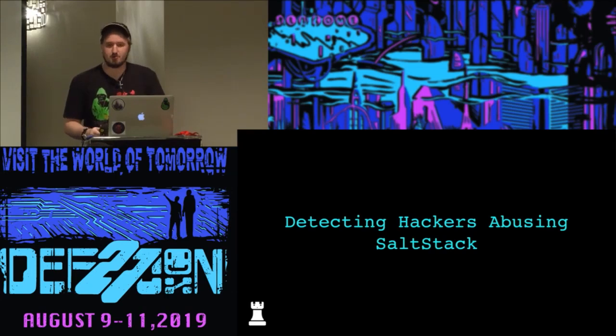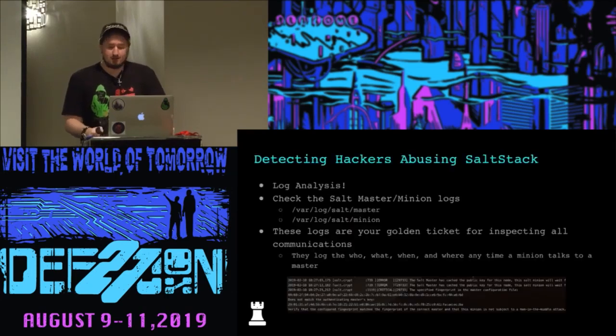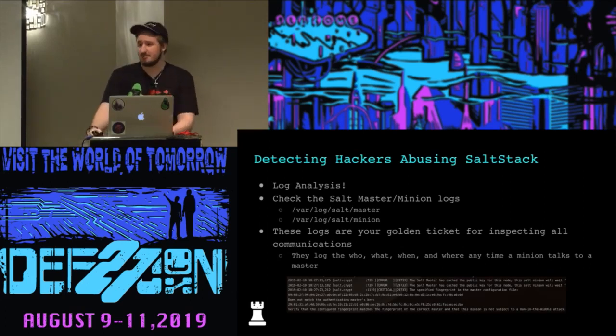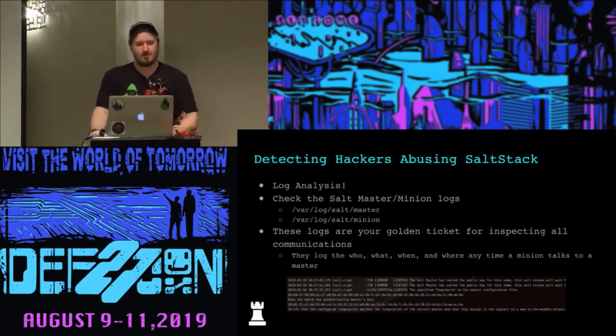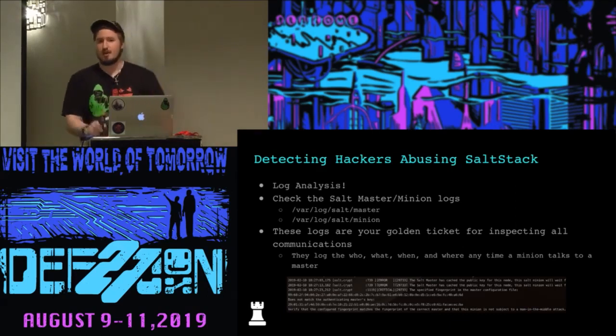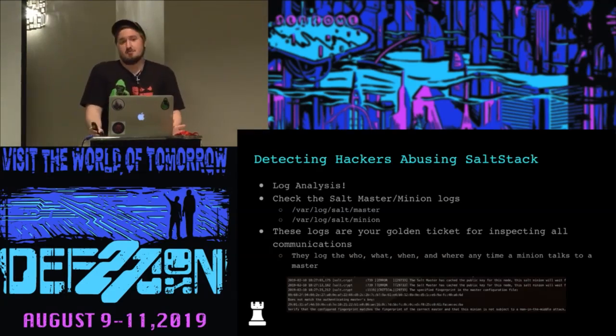First and foremost, simple log analysis. Go back to basics. Check the Salt minion and master logs, especially in the context of a man-in-the-middle attack, hearkening back to that screenshot from earlier where we pull out, hey, might be a man-in-the-middle attack of some sort. Those logs will just tell on themselves. It's your golden ticket for seeing all of the minion and master communications. It'll tell you who, what, when, where, what time, etc. that minions are talking to a given master, even if it is the wrong master. And you use that in your investigation to see what's going on.